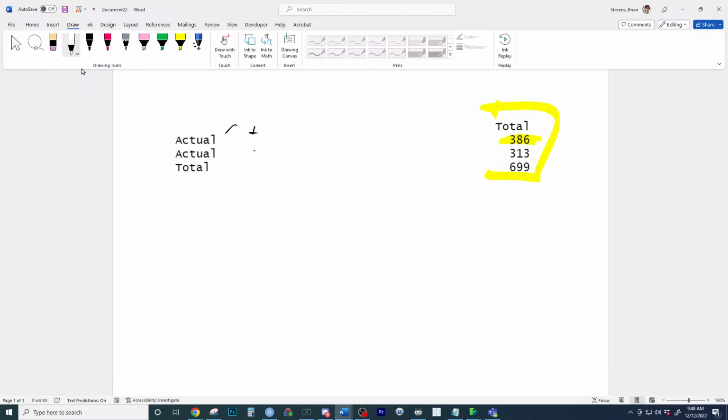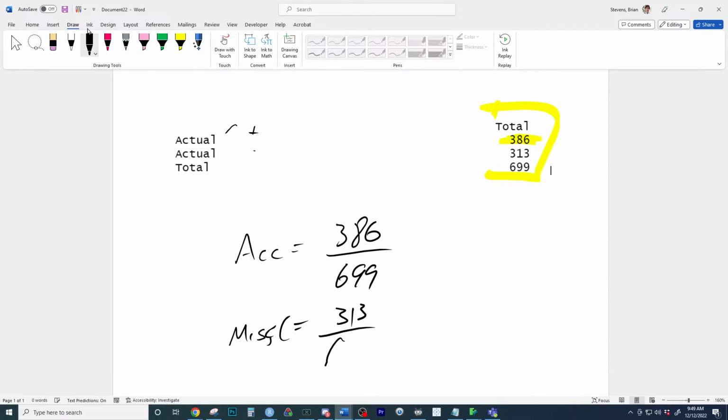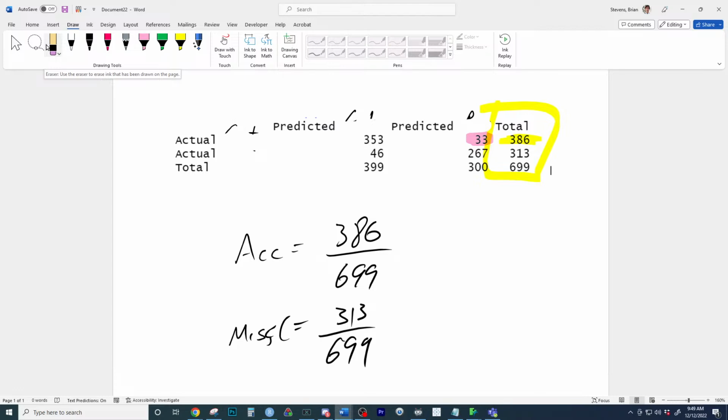So with only the actuals, the accuracy of the naive model is equal to 386 over 699. The misclassification of the naive model is the non-majority case. So the misclassification of the naive model is equal to the following. That is the misclassification. But now what is the misclassification of our model?